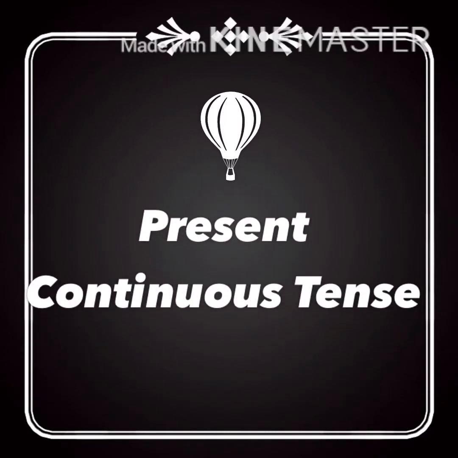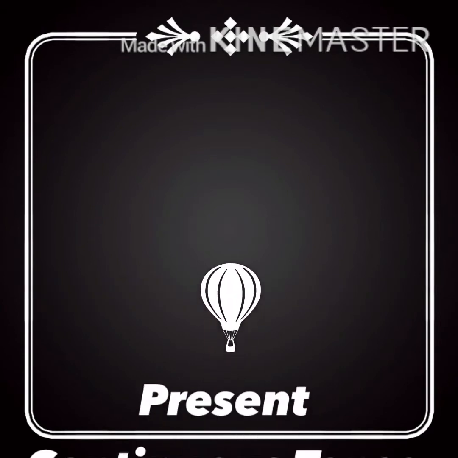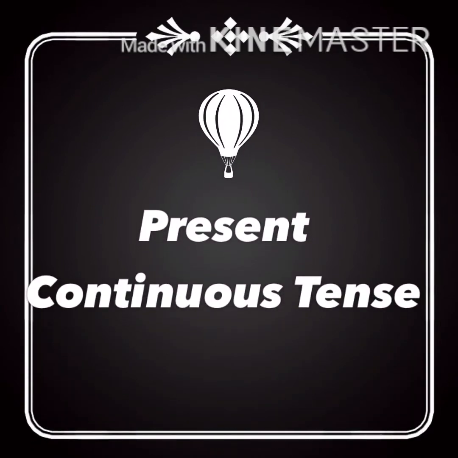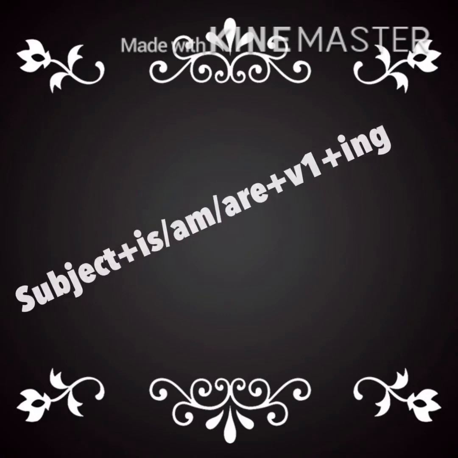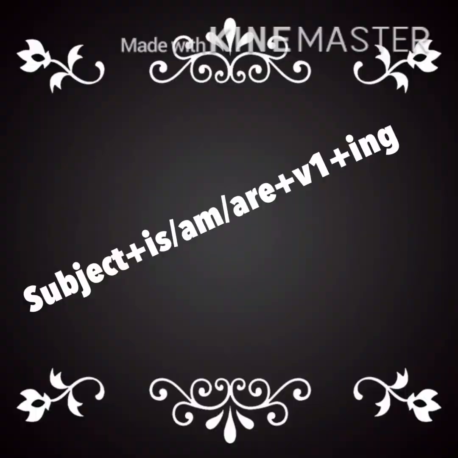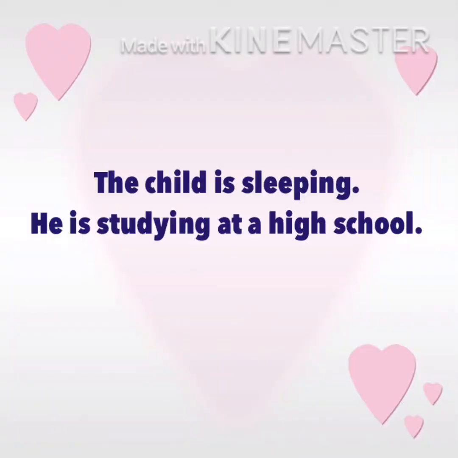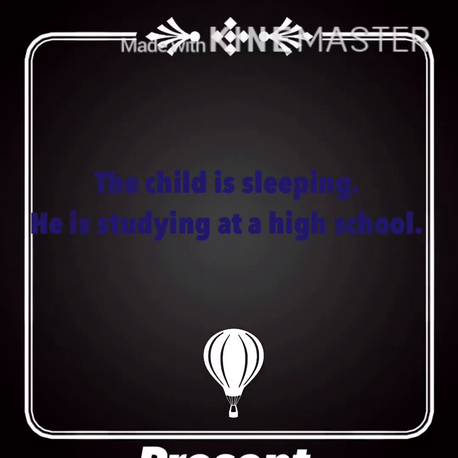The second form of present tense is present continuous tense, which indicates an action which is in progress at the time of speaking or at the present time. The formula used in it is the subject plus is, am, or are plus verb first form plus ing. For example, the child is sleeping. Second, he is studying at high school.